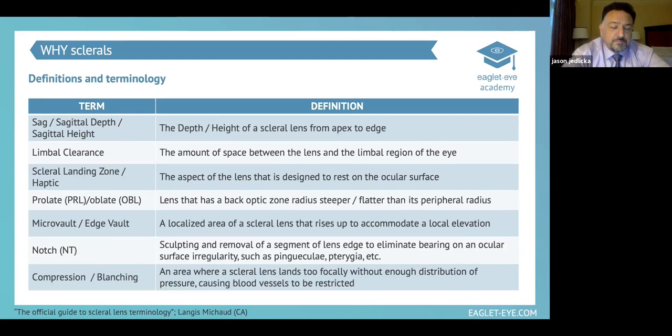And then a final term to talk about that we'll use frequently when we discuss scleral lens fittings is compression or blanching. And this is simply referring to a situation where the edge of the lens puts too much pressure in one area focally without enough distribution of pressure. And you'll often notice that blood vessels will be compressed or restricted or cut off by that lens edge because of a focal area of compression or area of landing. Again, when we remedy that, we're simply going to try to redistribute the bearing over a broader area to relieve that compression or blanching.